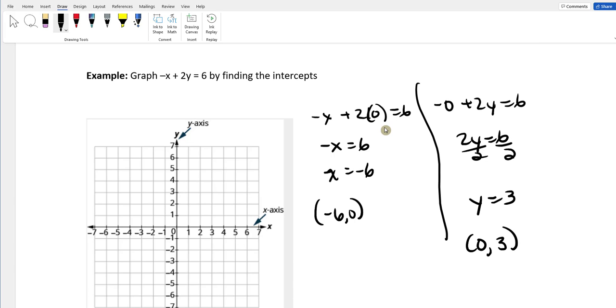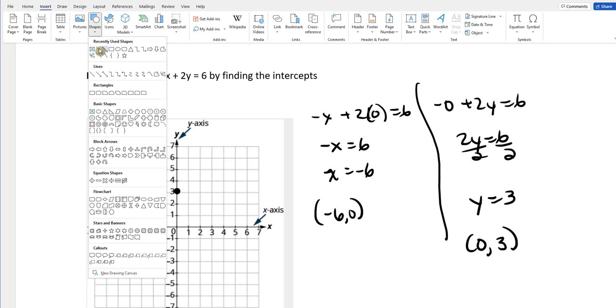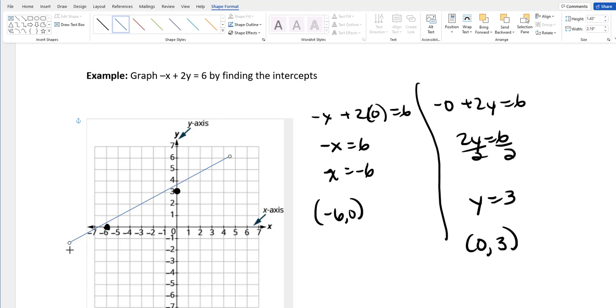So we can go ahead and graph this. The first point will be (-6, 0). So that'll be a point here. And then (0, 3) will be a point up here on the y-axis. We can go ahead and insert our line, and it'll pass through the points. I'm going to move this over a little bit. There we go. It's almost there.